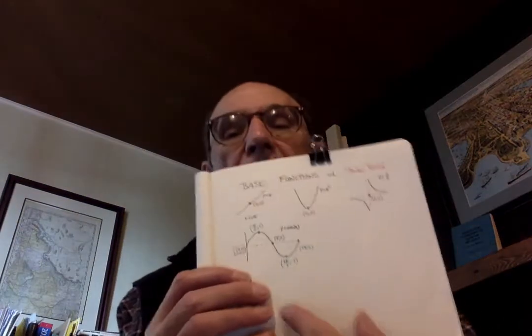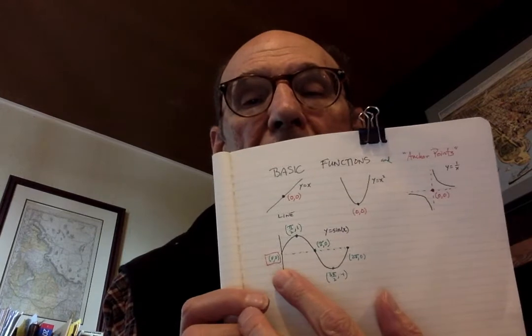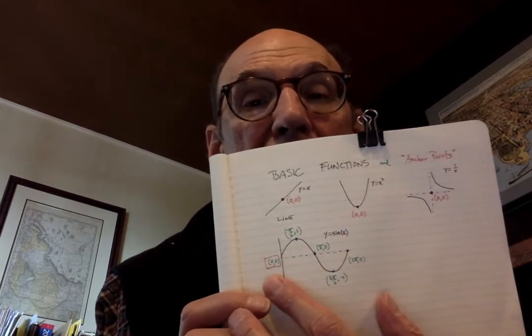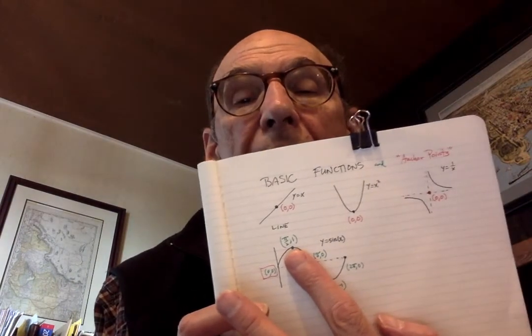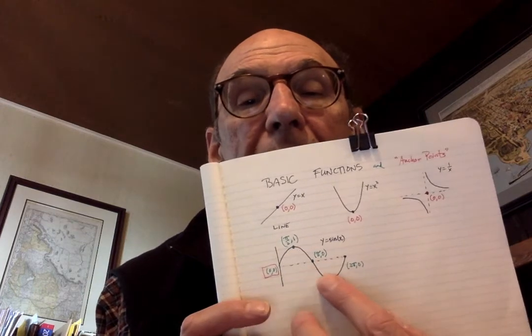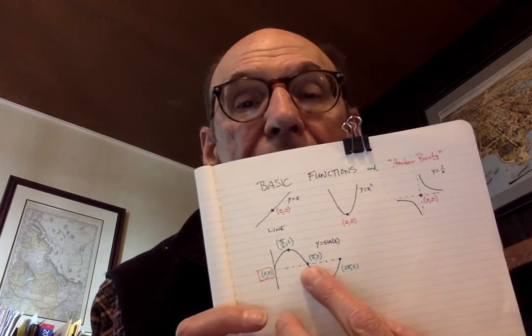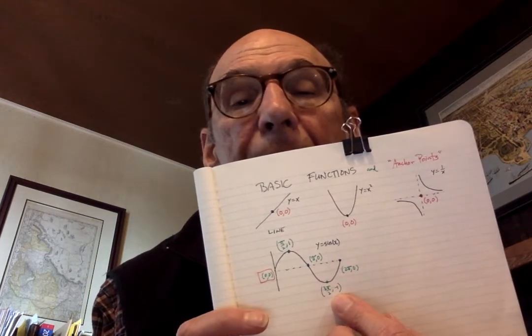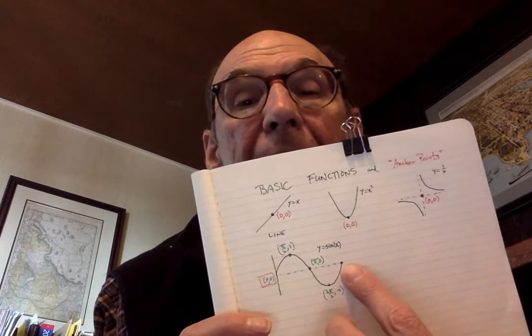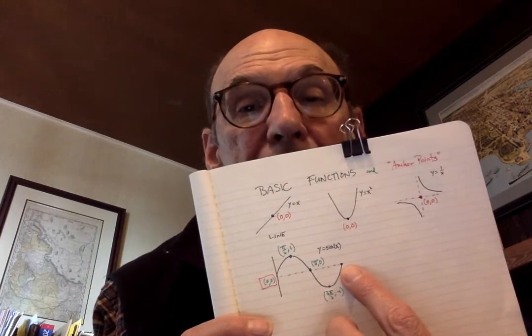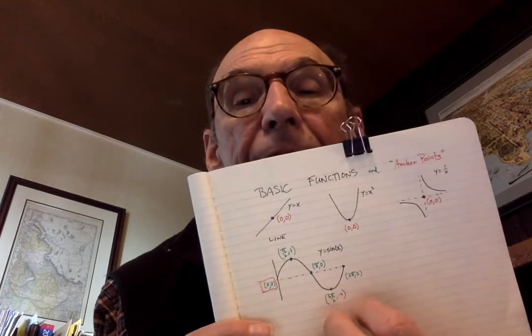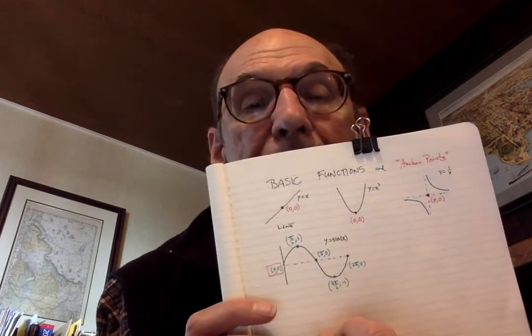And so these are the key points of sine. The anchor point, when x is pi over 2, sine is 1. When x is pi, sine is 0. When x is 3 pi over 2, sine is minus 1. And when x is 2 pi, sine is 0 again. And then the whole thing repeats. And so there's the picture.